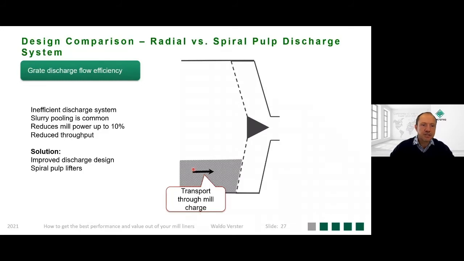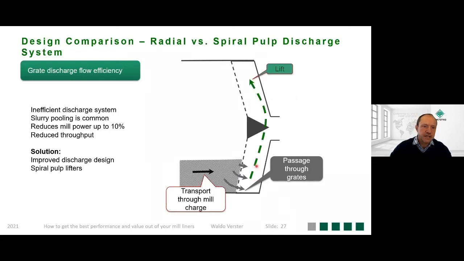The flow through the mill, so there's the transport of slurry and ore particles. It passes through your grate. The pulp lifters then lift the material up, and the aim here is to direct the material towards the center of the mill so that it can discharge toward the outside. Inefficiency number one, flowback. This is when material flows back through the grates back into the mill. It is a major concern for grate discharge systems.